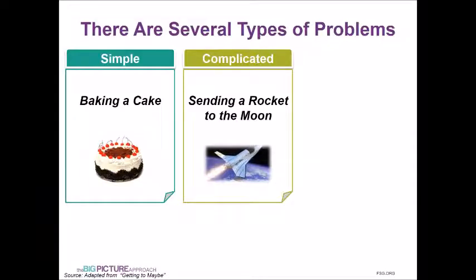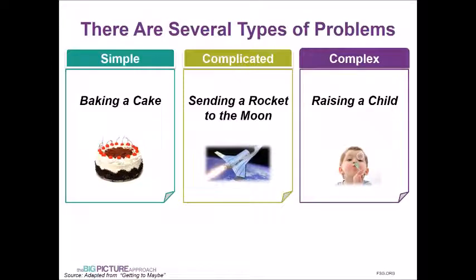A third type of problem are complex problems. And these are ones where it really goes beyond technical expertise. You can think of the example of raising a child, where you need multiple people, again, to successfully raise a child, but it's also a very complex and adaptive challenge. Maybe one thing that you had tried with one child may not work exactly the same way with another, and there's always new information coming in.